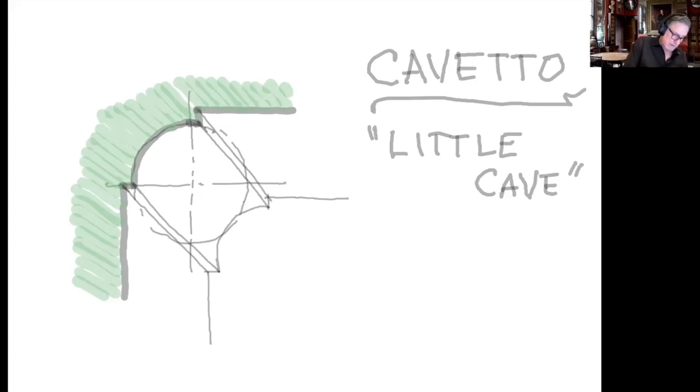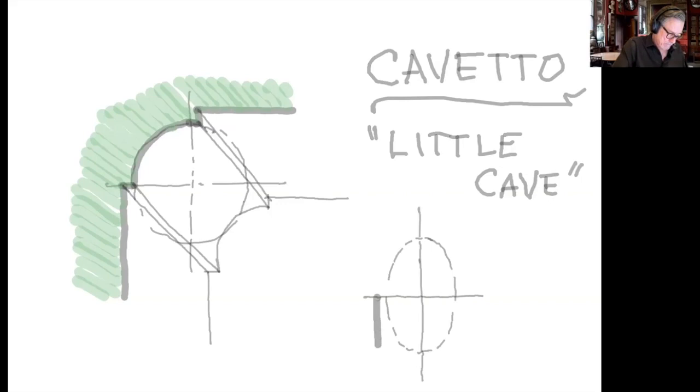As with the ovalo, the cavetto can also be elliptical in shape. We often see that. So we could draw an ellipse, for example, and we can construct a cavetto out of that as well. And that's fine. But more often than not, you'll see it as a quarter of a circle.